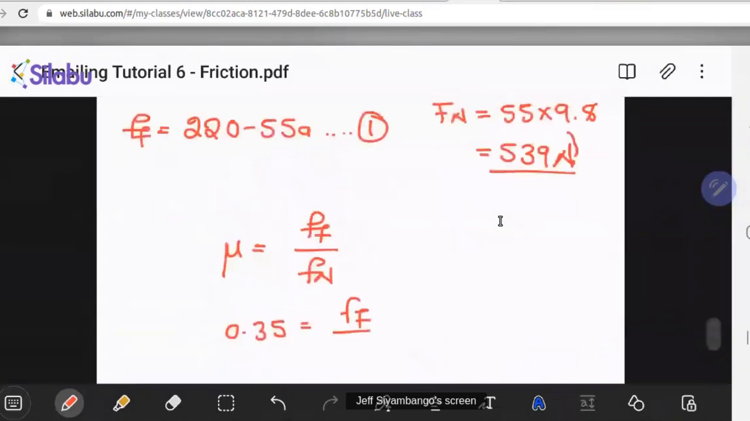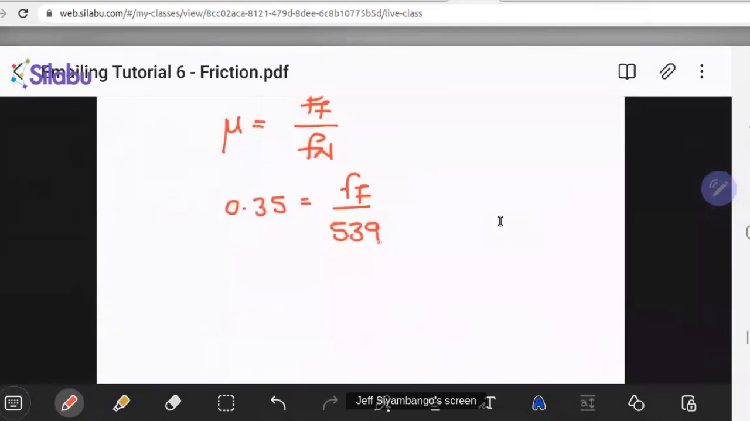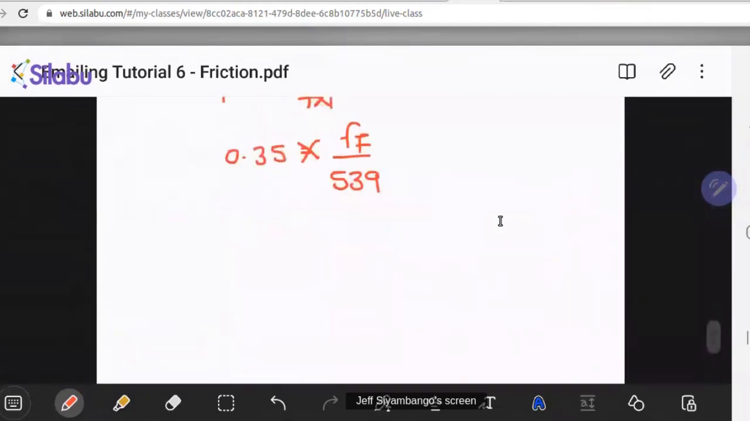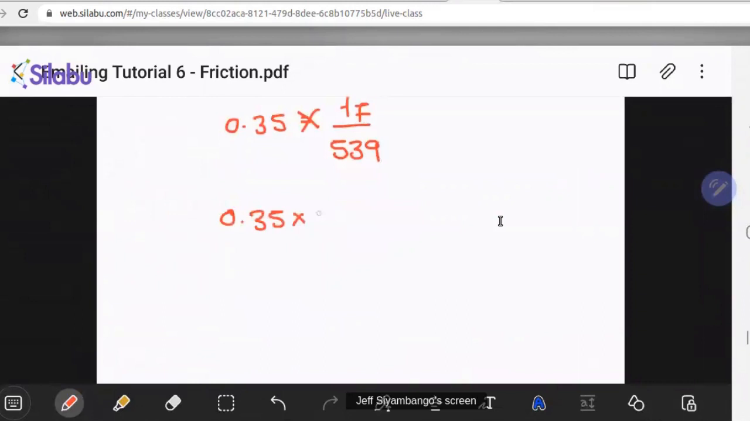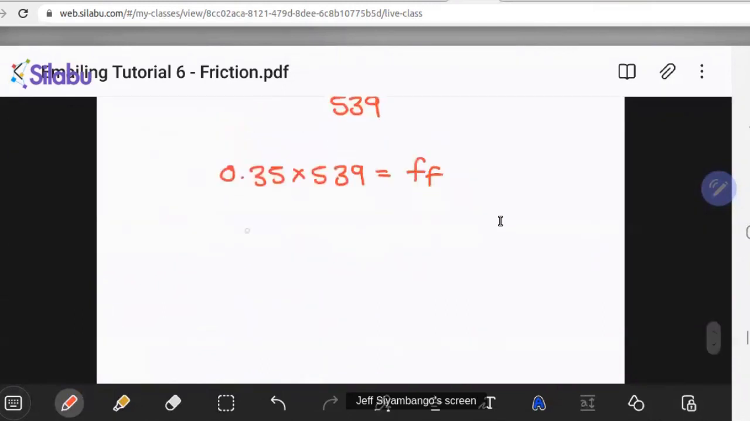We can cross multiply here so that we have 0.35 multiplying 539 to give us the force of friction. So the force of friction here comes out as, when we multiply this by 0.35, we get 188.65. So this becomes the force of friction.